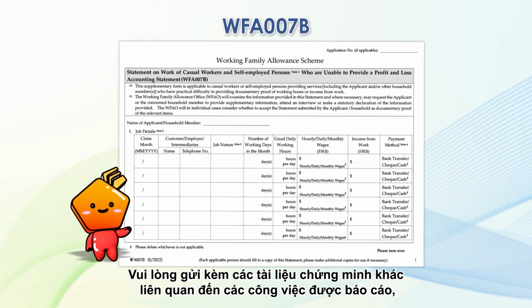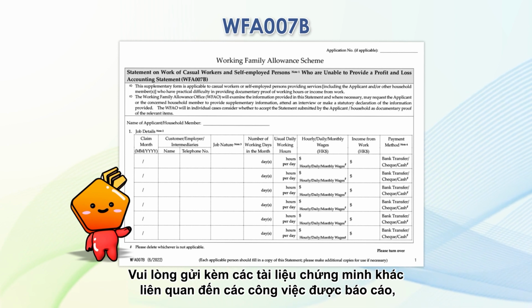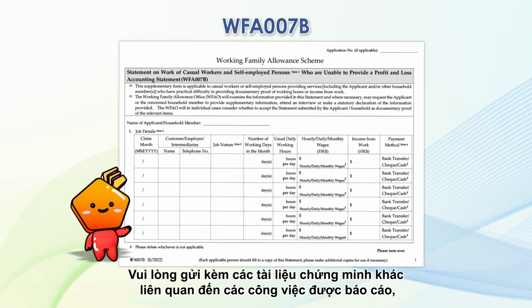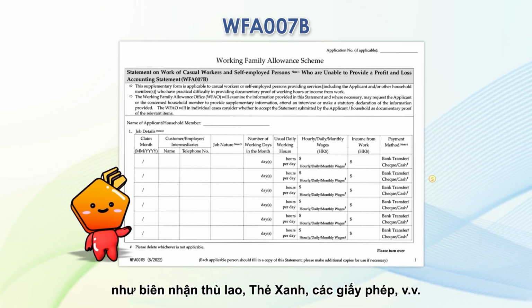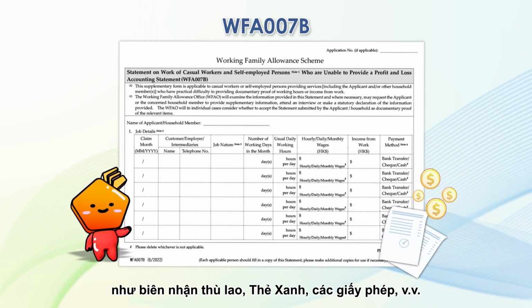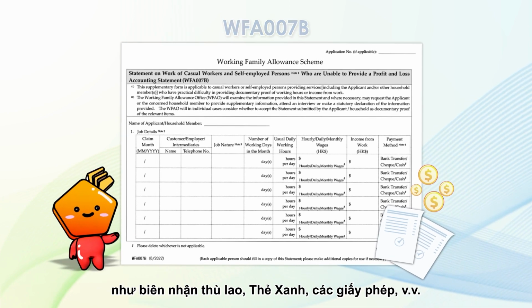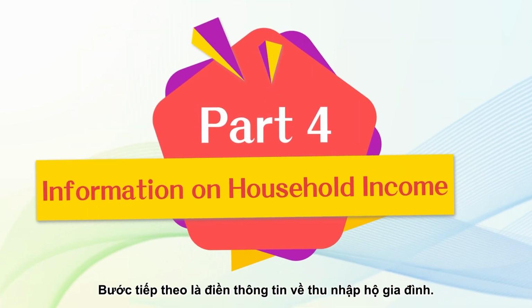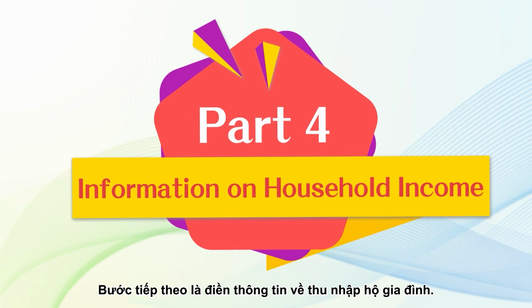Please submit together any other documentary proof relating to the reported jobs, such as receipts for remuneration received, green cards, licenses, etc. Next step is to fill in the information on household income.